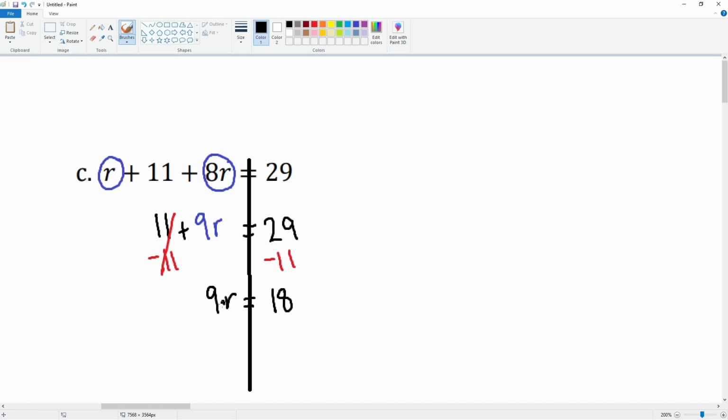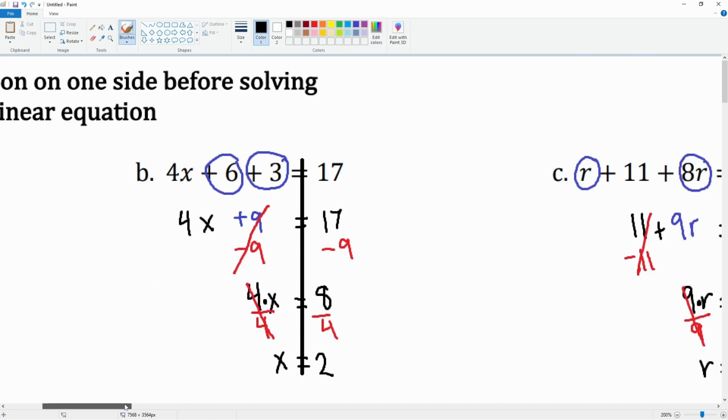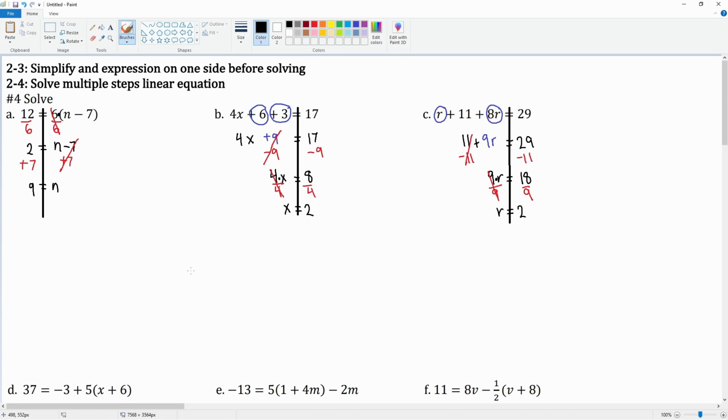9 is attached to r via multiplication. So you can see this as 9 times r equals 18. How do you get rid of a multiply by 9? Well, you're going to divide by 9 to both sides. The 9 on top and the 9 on bottom will cancel out, leaving you with just an r equals, what's 18 divided by 9? That is 2. So the answer here is r equals 2. Okay, notice A and B and C all required us to simplify the equation before we try to solve it.